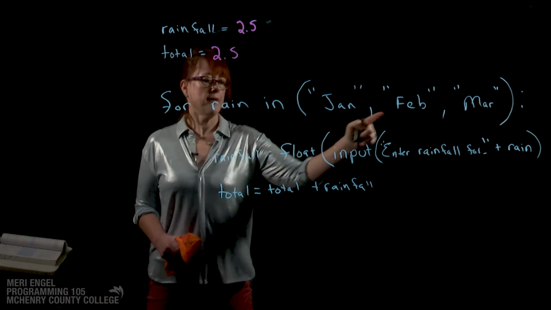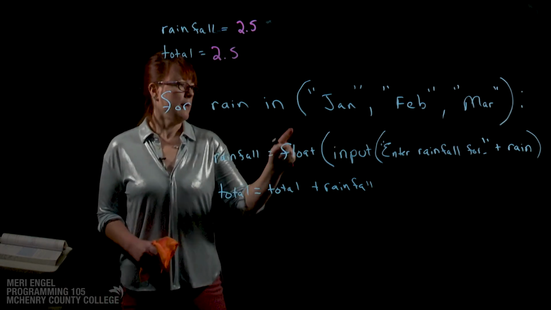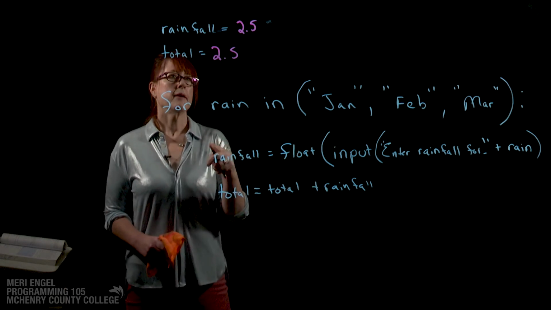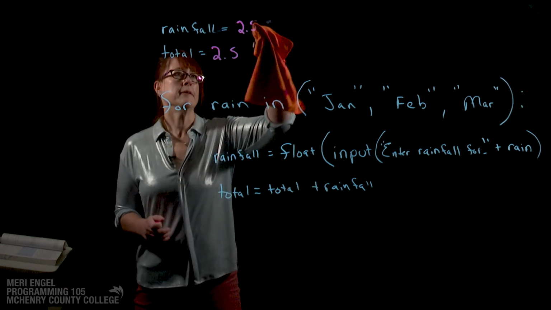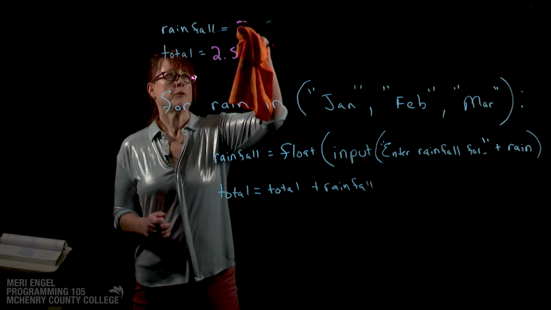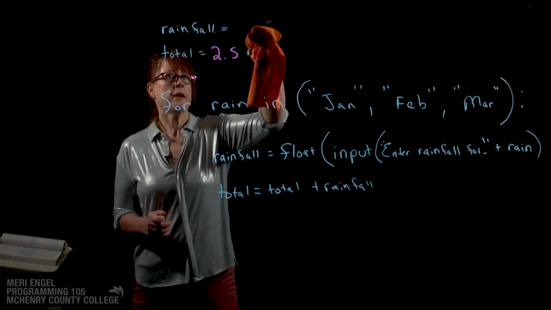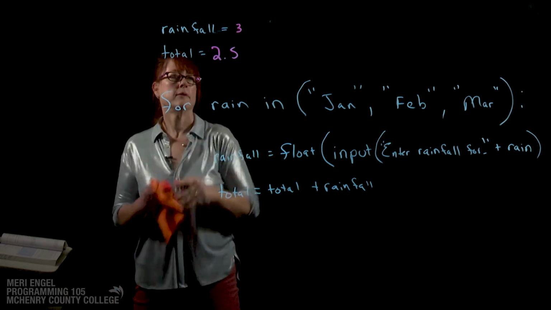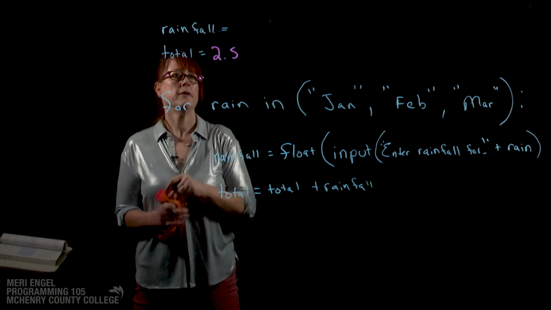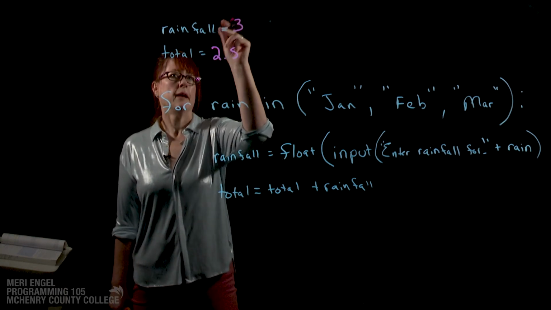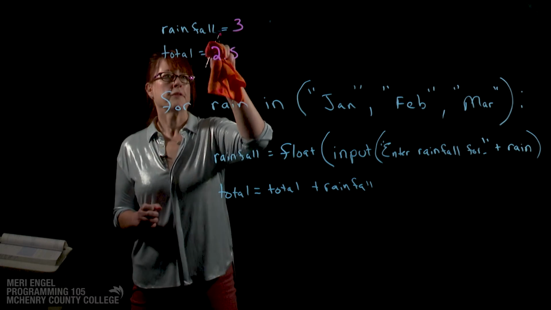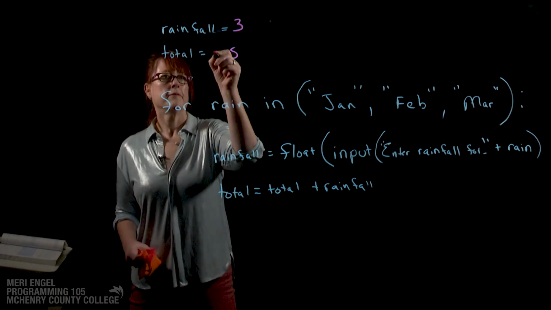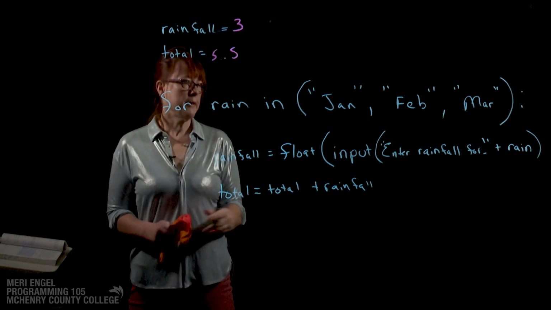Then it's going to move on to February, and it will display on the screen, enter rainfall for February. And let's say that they enter in 3. So it will replace the value that was in rainfall. Actually, rainfall will equal 3. And then total will equal 3 plus 2.5, so that our total will be 5.5. And then we could keep going with that.